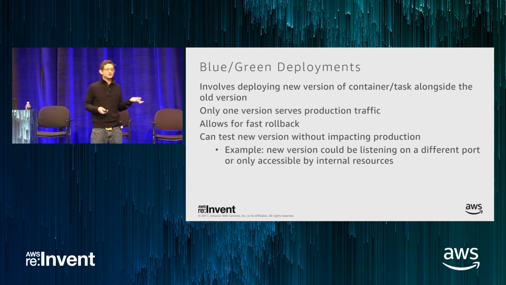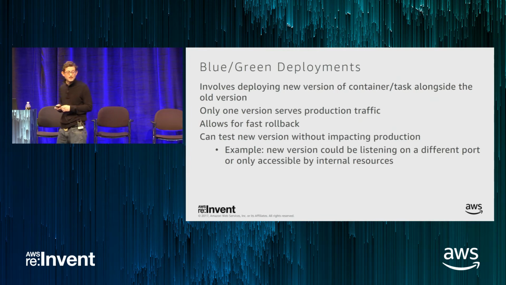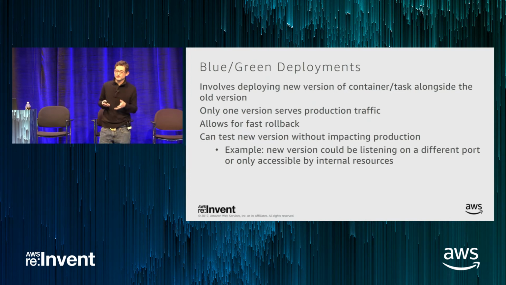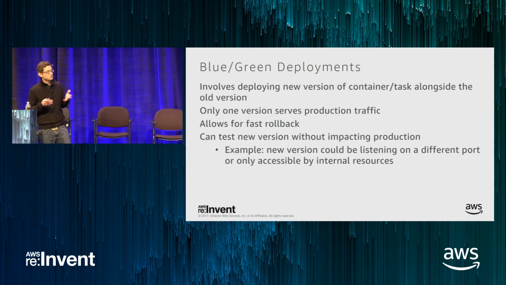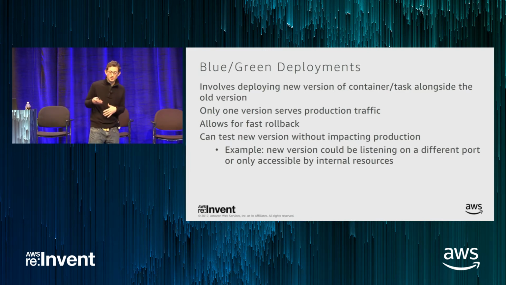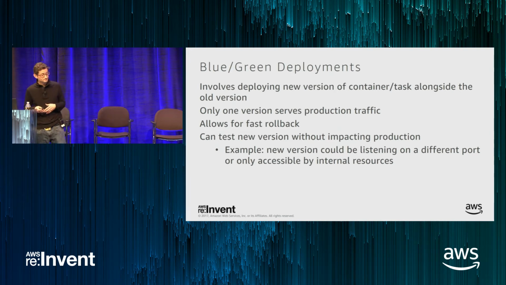So we've seen how the ECS scheduler performs rolling deployments of your tasks across the cluster. And while this works for a majority of use cases, it may not be suitable for all, especially if you want to ensure that only one version of your service is serving production traffic at once. This often requires a blue-green style deployment where the new version of your service is deployed alongside the old version, but not serving production traffic.